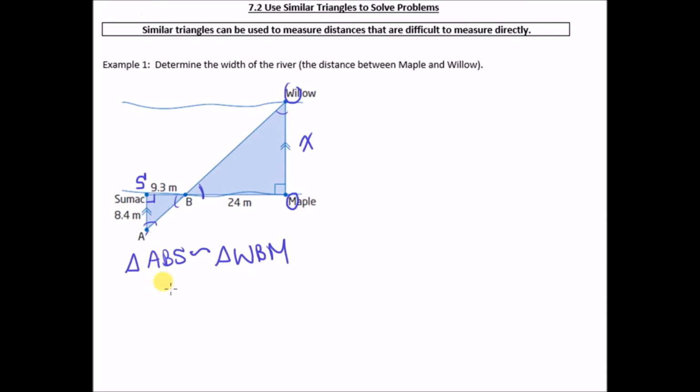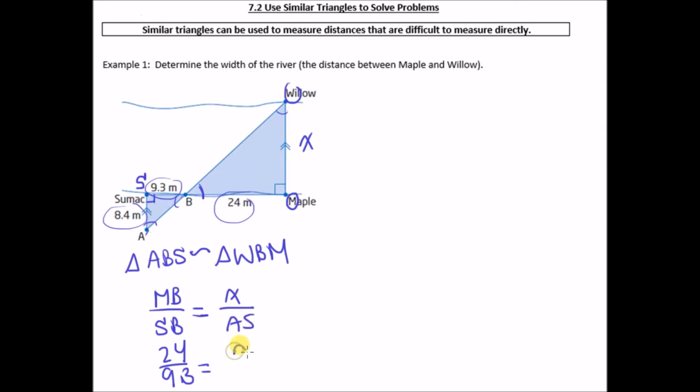Okay, so we know the lengths of SB and MB. So let's go ahead and put MB over SB. And we know that that's going to be 24 over 9.3. Okay, and then we want to know X. And we know 8.4, which is AS. Okay, so X over 8.4. So now we can just go ahead and solve.